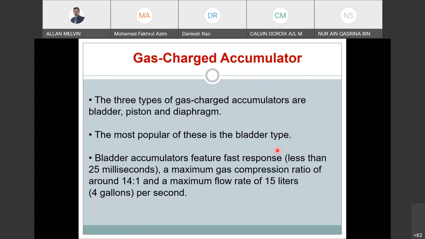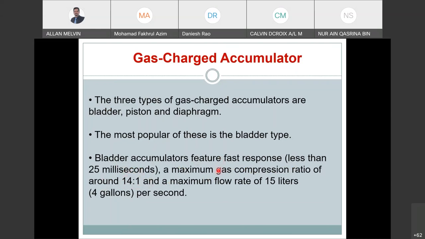You have a few types, based on the construction: the bladder type, the piston type, and also the diaphragm type. The most popular is the bladder type because it is commonly available. The bladder accumulator features a fast response of less than 25 milliseconds, a maximum gas compression ratio of 14 to 1, and a maximum flow rate of 15 liters per second.